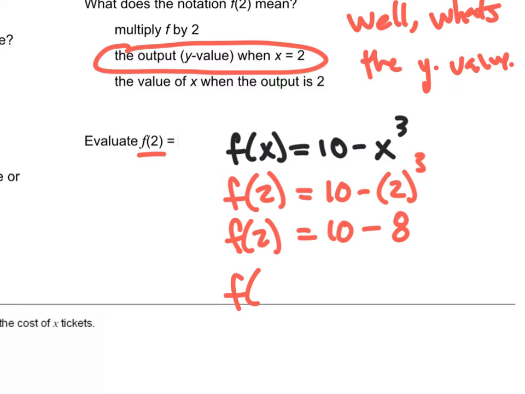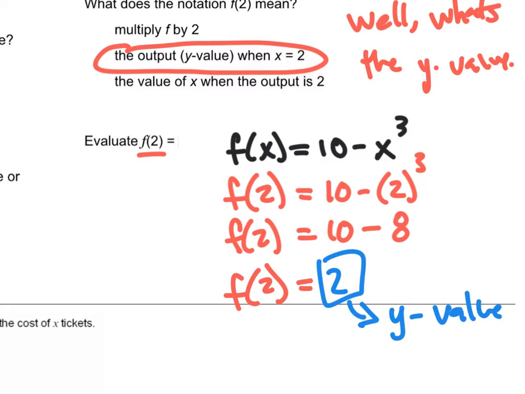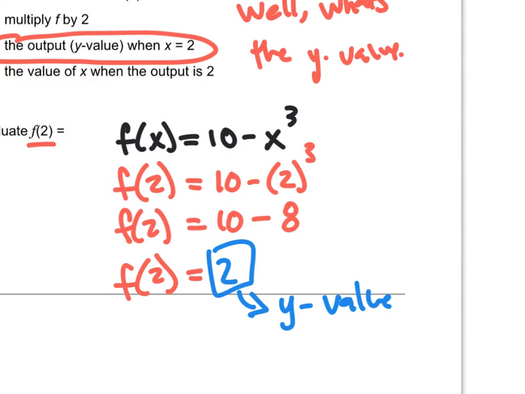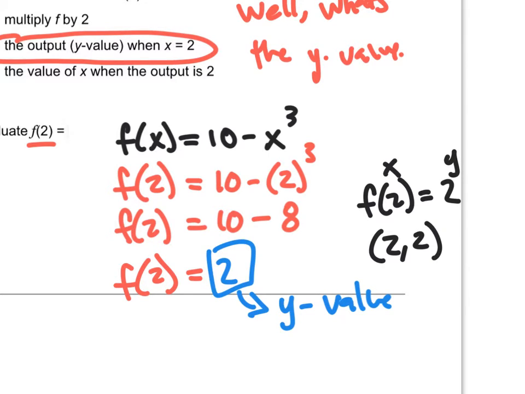Okay, so then what's 10 minus 8? You get 2. This is your y value. If you write this whole statement, f of 2 is equal to 2, remember what that is: this is your x value, this is your y value. They're both 2. Kind of a bad example. Well, it can be though, right?